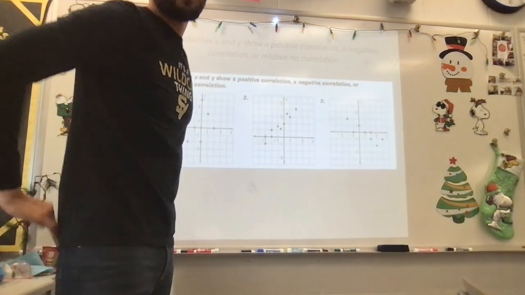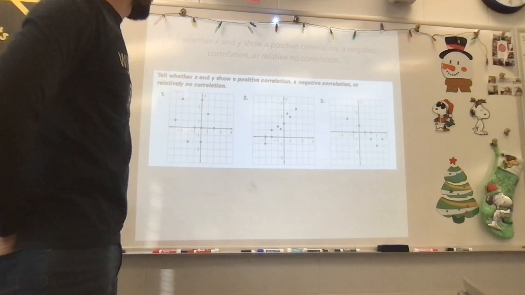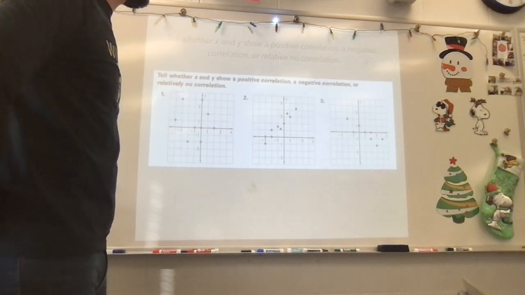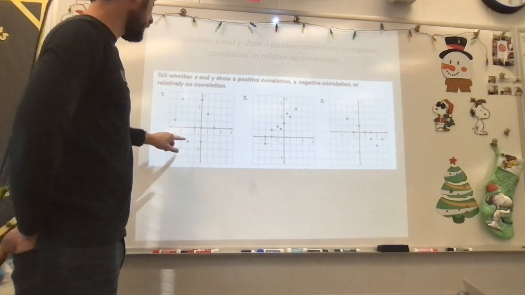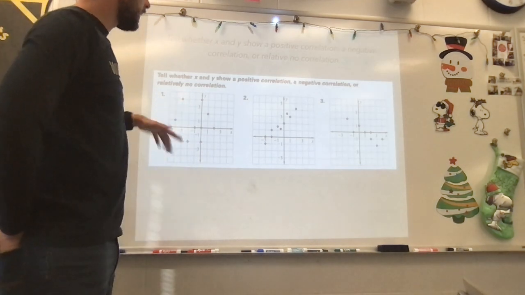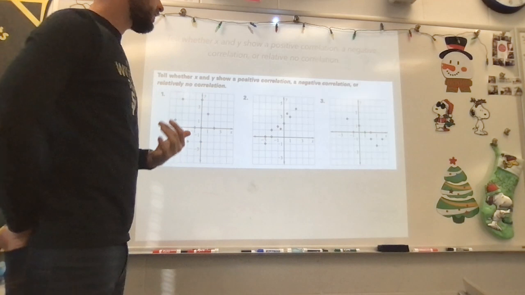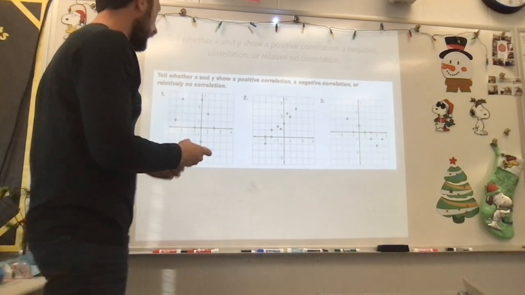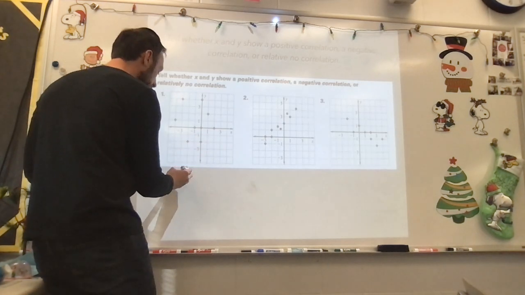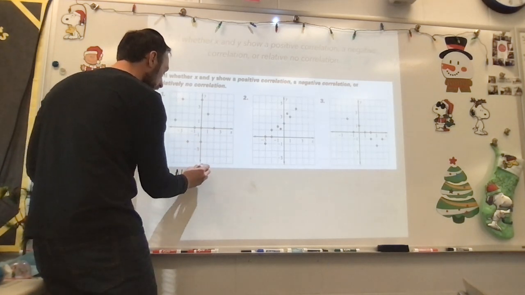So what our problems will look like will be like here. Tell whether X and Y show a positive correlation, a negative correlation, or relatively no correlation. So if you look at this one, we have a point there. They're not really in a line. They're not really showing any sort of pattern there. So this would be a no correlation graph. There's nothing correlating here. So no correlation.